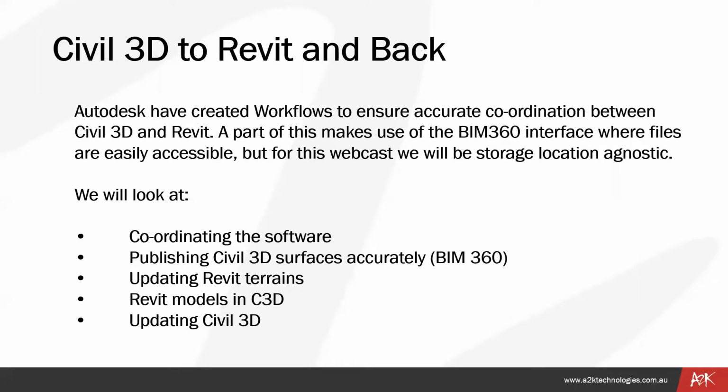So the workflow is, first of all, coordinate Civil 3D and Revit. Take any surfaces you want in Civil 3D and publish them through BIM 360, the one step that has to be through BIM 360. And then from there, you can acquire those in Revit, use them as actual terrains, and they can see all the civil information. We'll look at the updating of that civil information as well, and then bringing information back. So the Revit model can be brought back into Civil 3D, and then updates for those as well.